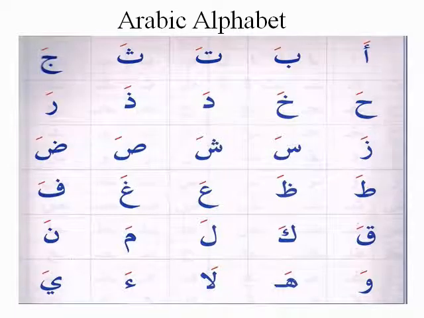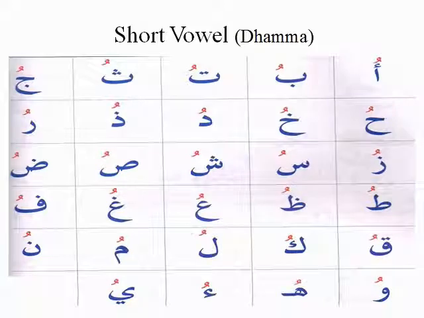We need to go now to another of the short vowels, which is called Dhamma. Dhamma means a small haraka. It looks like a small waw in Arabic. It goes above the letter, and when we associate this haraka with each letter in the Arabic language, it changes the sound from Ba to Bu, or A to U, Ta into Tu, and so on.